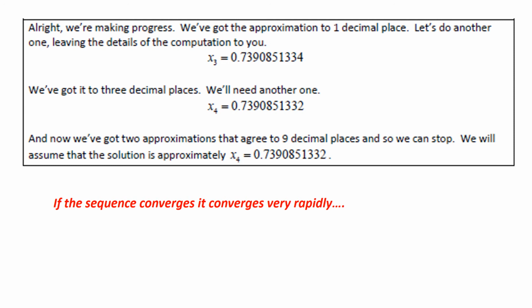Let's do another one. And you really should probably do these calculations to make sure you're understanding it. We get that x3 is this one, and x4 is that one. If you notice that these agree all the way up through, let's see, wow, that's 1, 2, 3, 4, 5, 6, 7, 8, 9. Actually, that agrees to 9 decimal places. And so we can say, wow, that's close enough for much work, and so we have that.